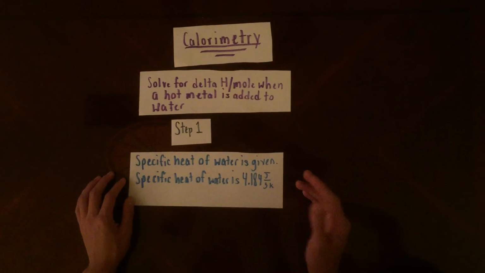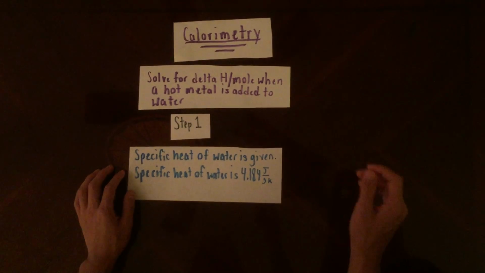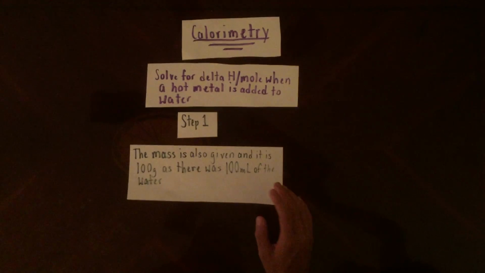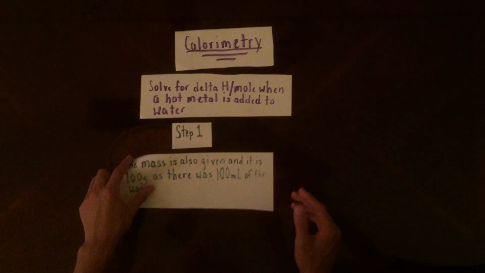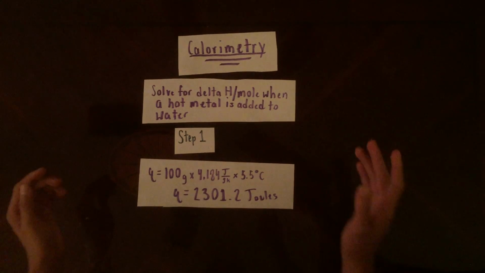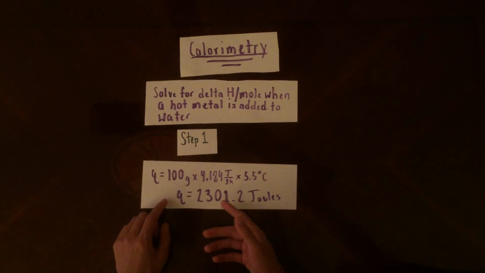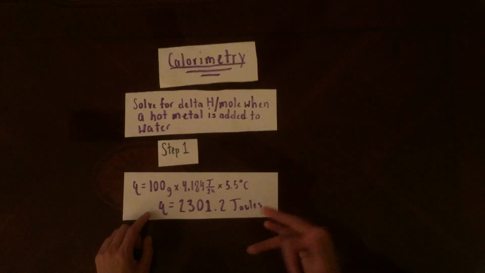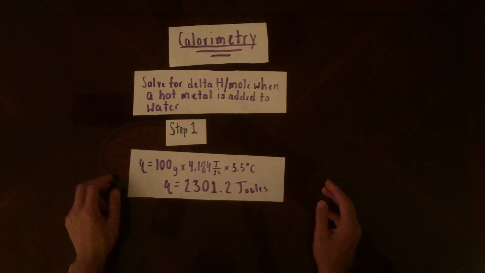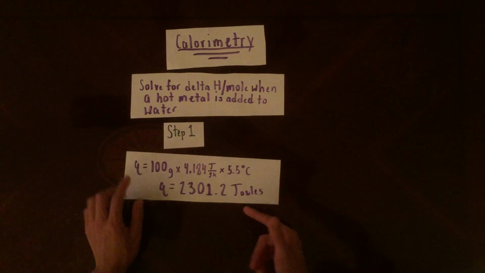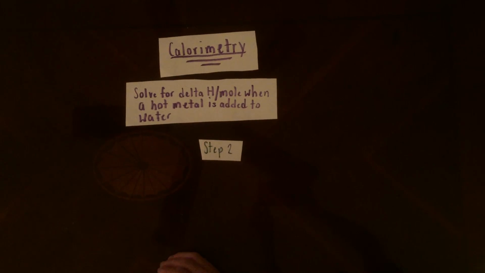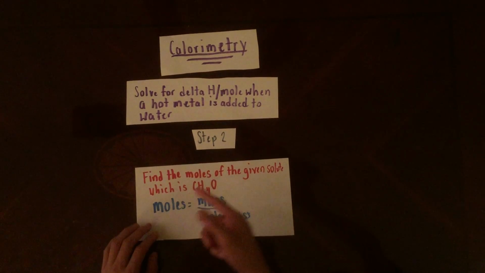The specific heat of water is 4.184 joules over grams times Kelvin. The mass is also given, and it is 100 grams, as there's 100 milliliters of water. That leaves our equation as Q equals 100 grams times 4.184 joules over grams times Kelvin times 5.5 degrees Celsius. If you plug that into a calculator, or do it on paper, either way you'll get Q equals 2301.2 joules.